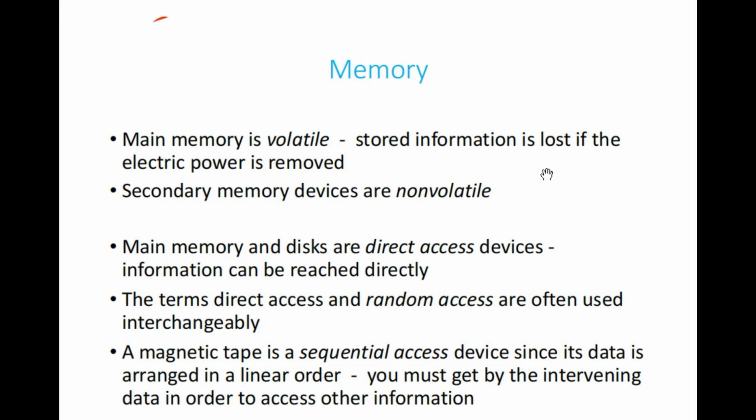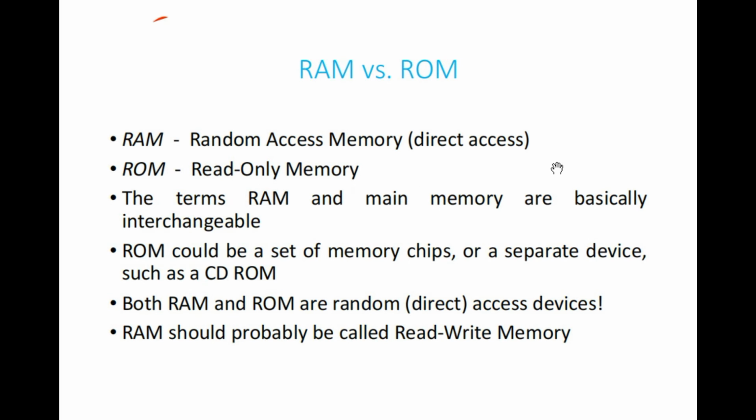So that's what we're trying to talk about under the direct and the sequential access. So the RAM is direct access. Of course, you know what these letters stand for: random access memory, and read-only memory for ROM. The terms RAM and main memory are basically interchangeable. So usually when we're talking about the main memory, we're referring to RAM. ROM could be a set of memory chips or a separate device such as a CD-ROM. Both RAM and ROM are direct access devices.